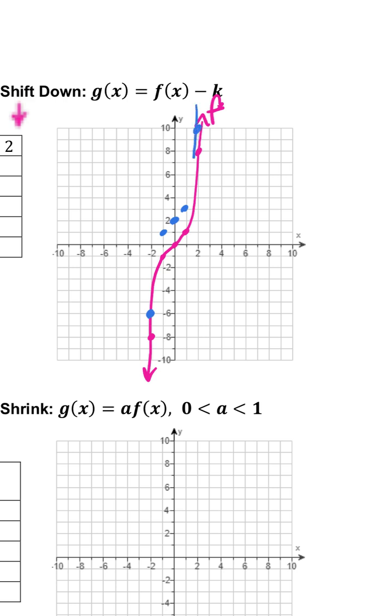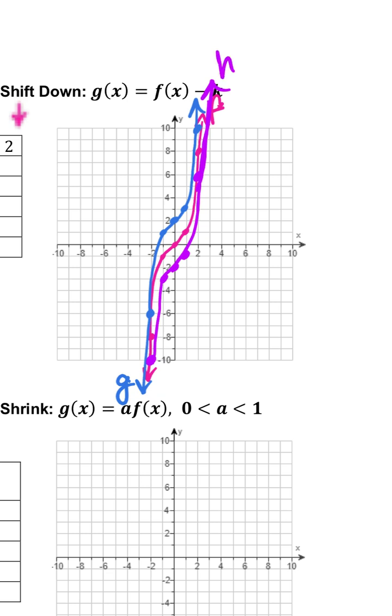And now this one is going to look like this. So here's our graph of g. And then last, I'm going to graph the shift down. So we got negative 2, negative 10, negative 1, negative 3, 0, negative 2, and 1, negative 1, sorry, and 2, 6. There we go. So there's our graph of h.